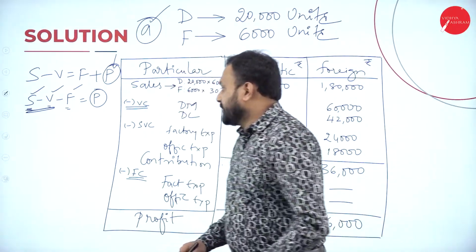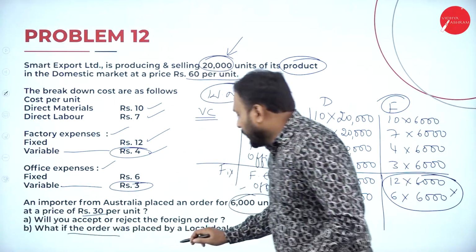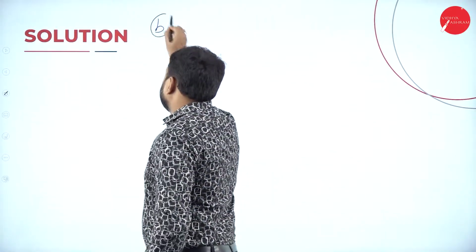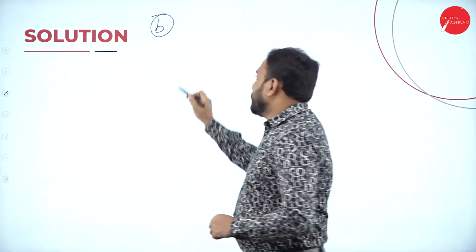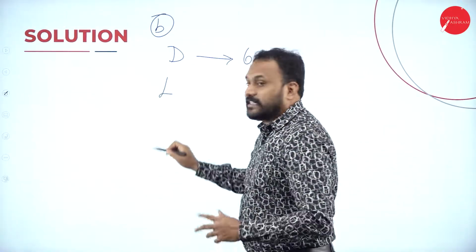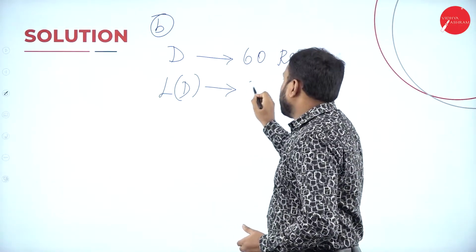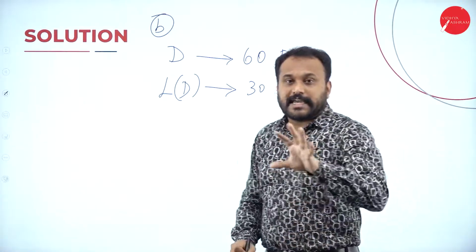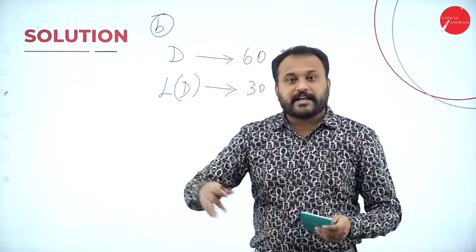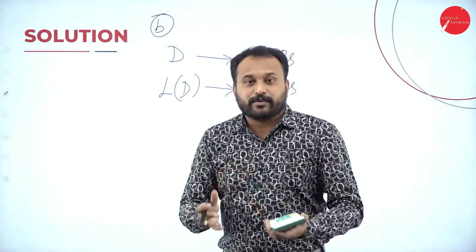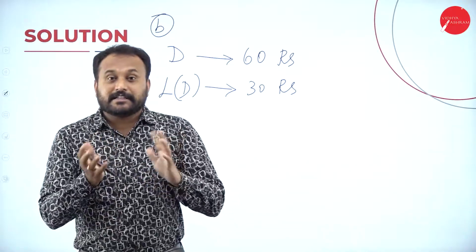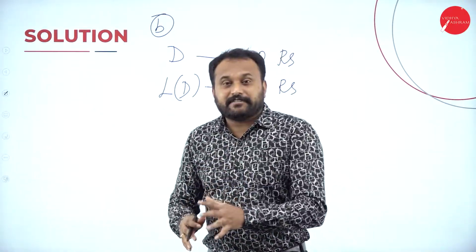So let's go with the next question, that is question number B. What if the order was placed by a local dealer? Now for that, what exactly you are supposed to do is, write down here, B. Now understand, local person. In the domestic, I'm selling for 60 rupees. Now the local person, when I say local person, again he's also domestic. He's asking for 30 rupees. Example, in MYSURU, I'm selling this calculator for 60 rupees. Now a person from Bangalore or Chennai or anywhere is asking me for 30 rupees. Will I go with it? Definitely no. The reason is, he will take all my customers if I sell it to him. The next thing is, will I make profit or not? So I'll definitely not give it to him for 30 rupees.